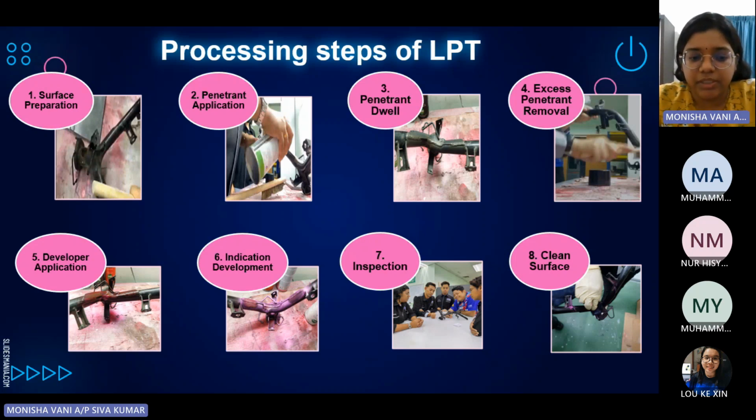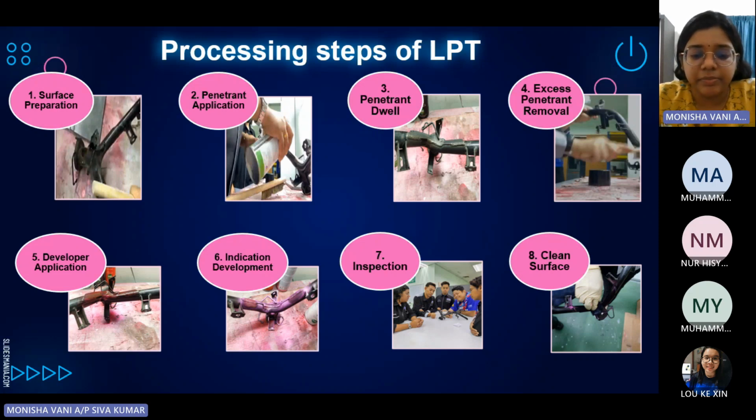And the fourth step is excess penetrant removal. The excess penetrant on the surface is carefully removed while minimizing removal of the penetrant in the defects. Fifth is developer application. A thin layer of developer is applied to the surface of the sample. The developer draws the penetrant out of the defect and creates a visible indication on the surface. Sixth is indicator development. The developer is allowed to rest on the surface for the development time to extract the penetrant and develop the indication on the surface. And the seventh is inspection.